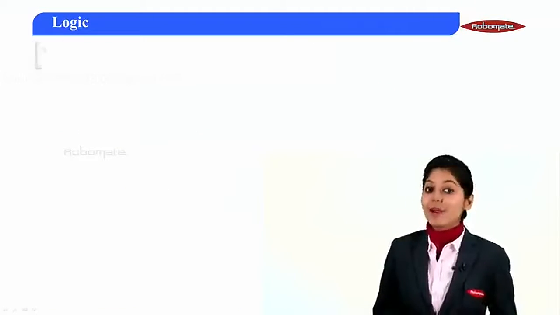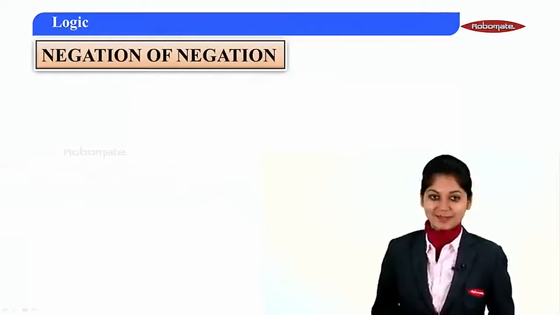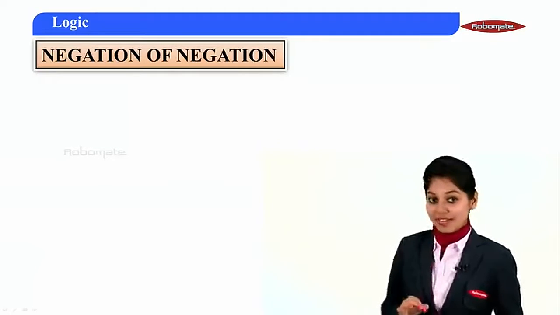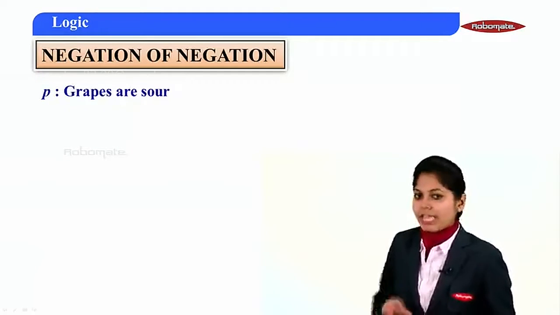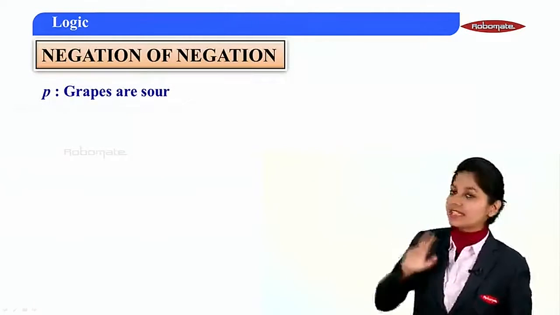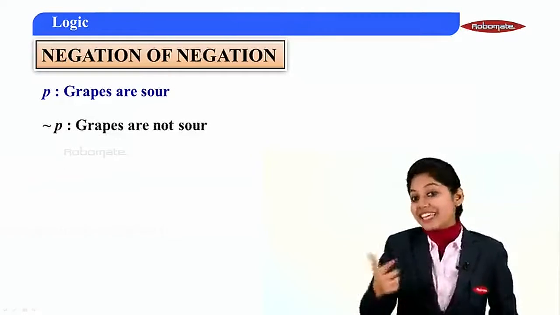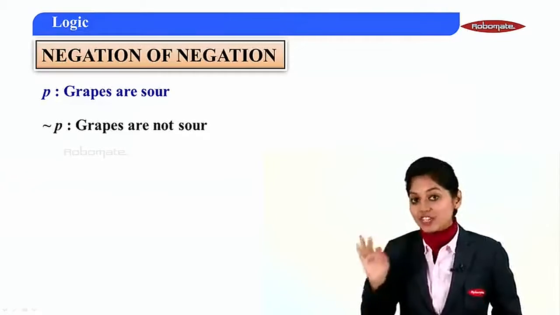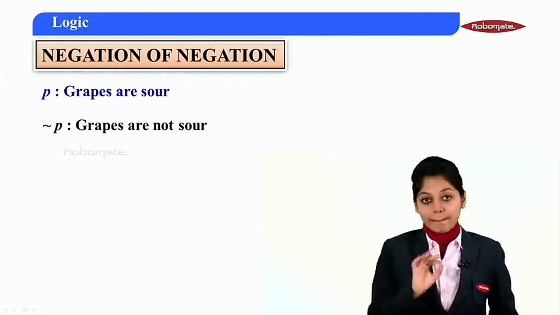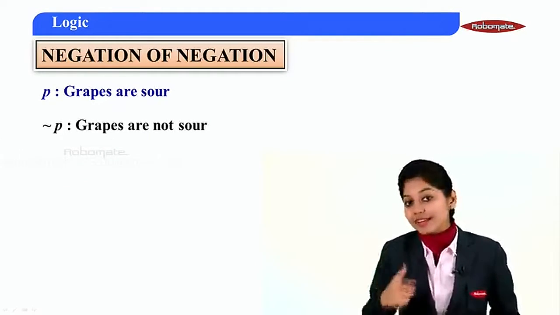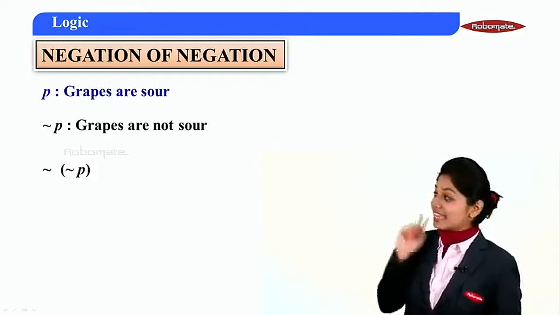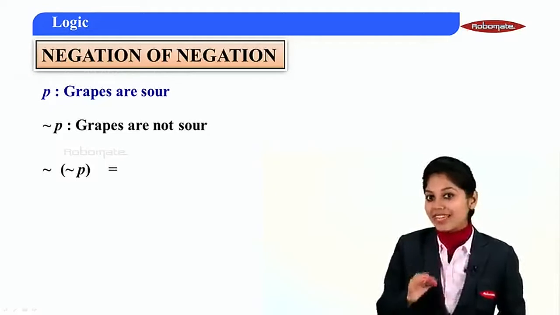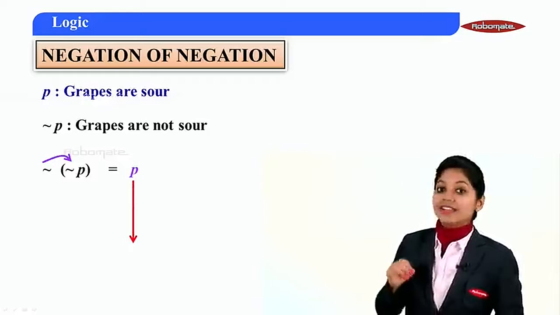And now we'll learn about negation of negation. We learned negation of conjunction, we learned negation of disjunction. So the last one right now is negation of negation. If we have a simple statement P which is grapes are sour, its negation will be given as grapes are not sour. Now I have a negation statement. But if I need to find its negation again, that means negation of negation P, then not will be removed from it, and therefore what we get is nothing but grapes are sour.